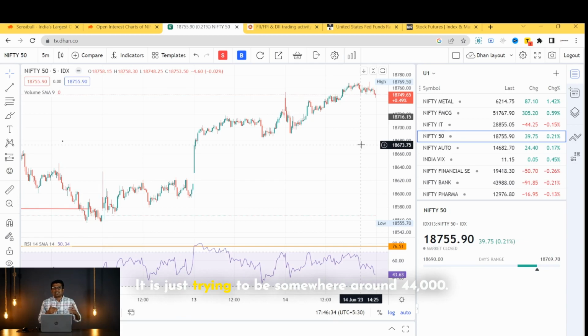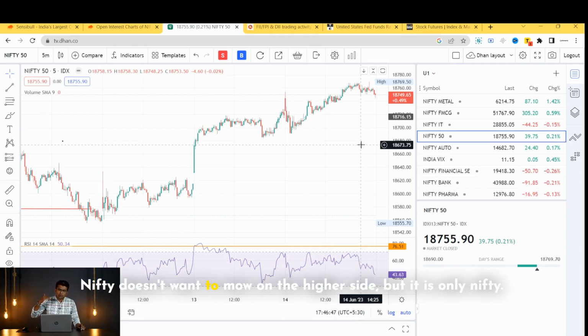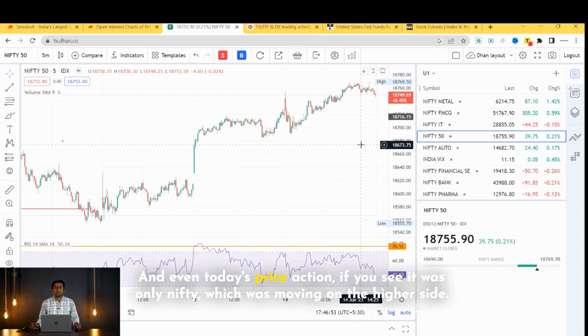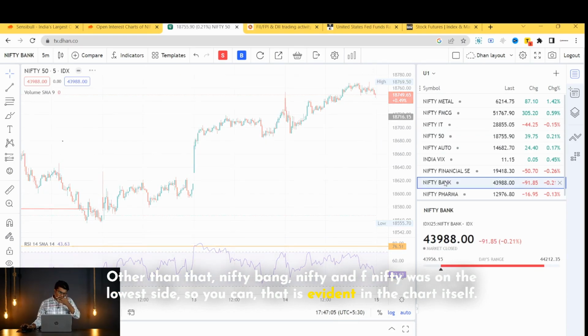It is just trying to be somewhere around 44,000, and Nifty Financial Services, which is Fin Nifty, is kind of moving around 19,400. Both Bank Nifty and Fin Nifty don't want to move on the higher side, and it is only Nifty which is moving higher. Even today's price action, it was only Nifty which was moving higher. Other than that, Bank Nifty and Fin Nifty were on the lower side. That is evident in the chart itself.